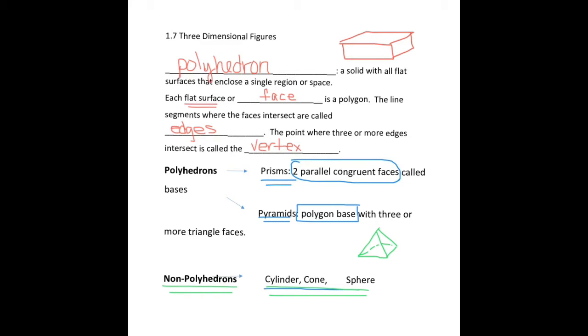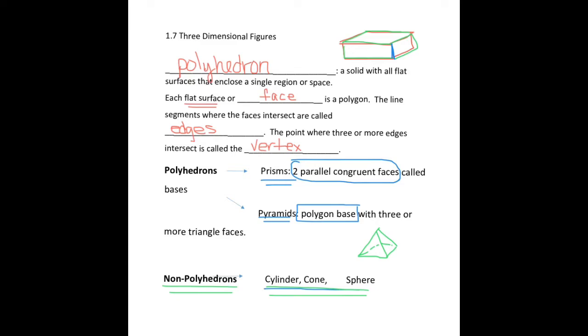So this rectangular prism is a polyhedron. It has flat surfaces that are all enclosing a single region or space. Each flat surface is a polygon. This is a rectangle, which is a polygon. It's a flat surface. This is a rectangle, which is a polygon. And then obviously the back and the bottom side that you don't see. So all of these flat surfaces are faces.